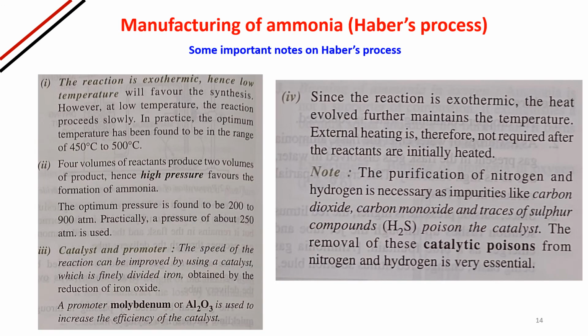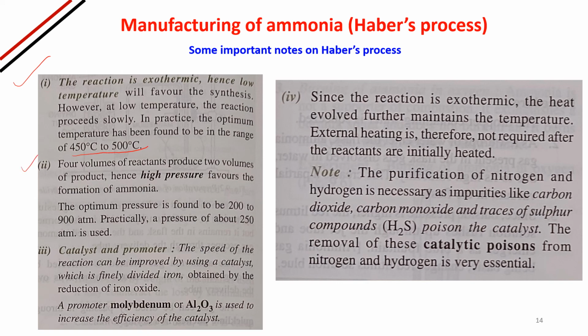Some important notes on Haber's process. The first point is the reaction is exothermic, hence low temperature will favor the synthesis. However, at low temperature, the reaction proceeds slowly. In practice, the optimum temperature has been found to be in the range of 450 to 500 degrees centigrade.